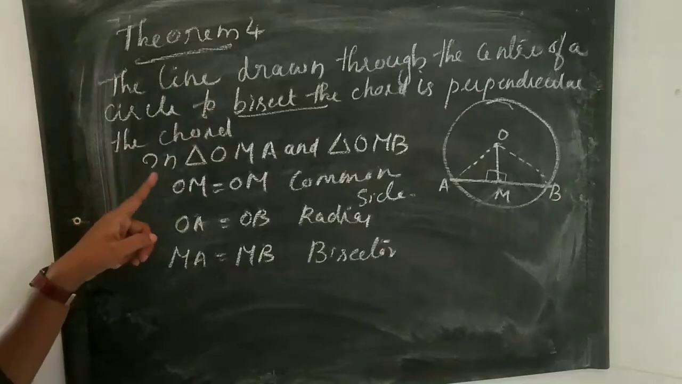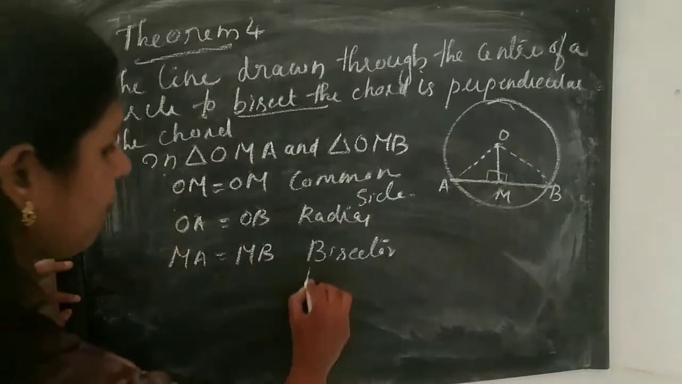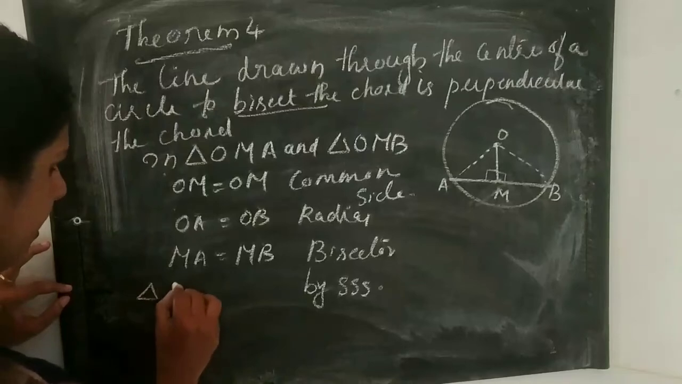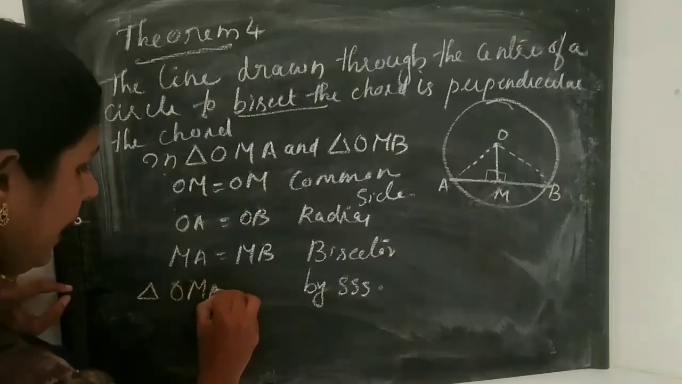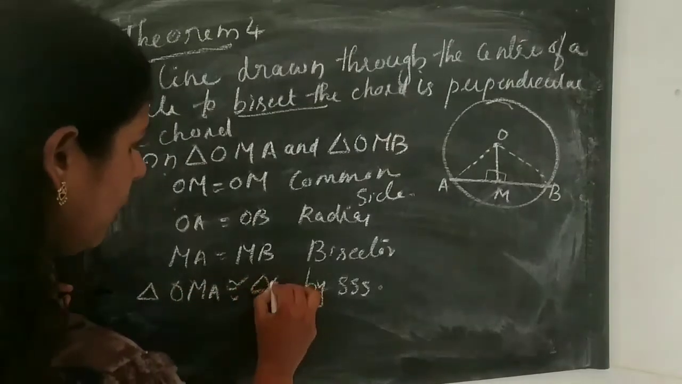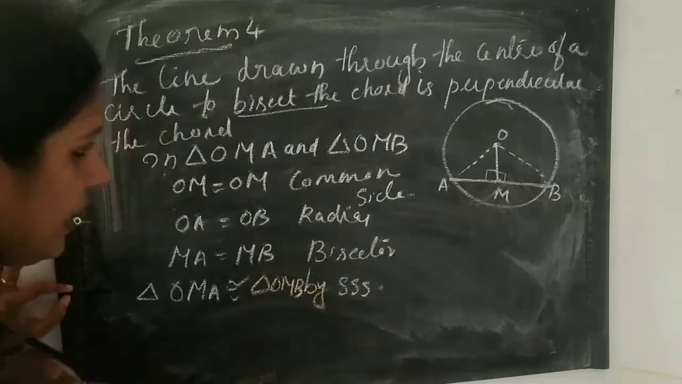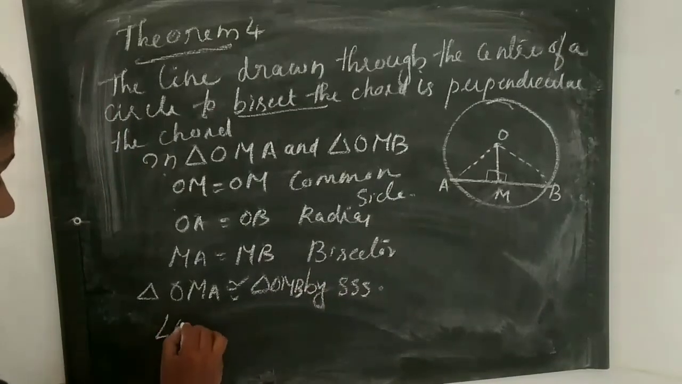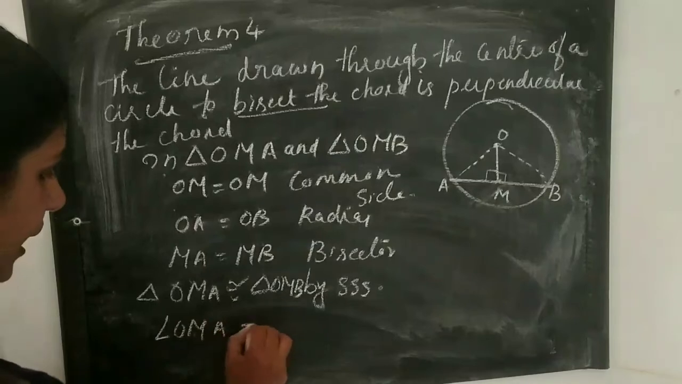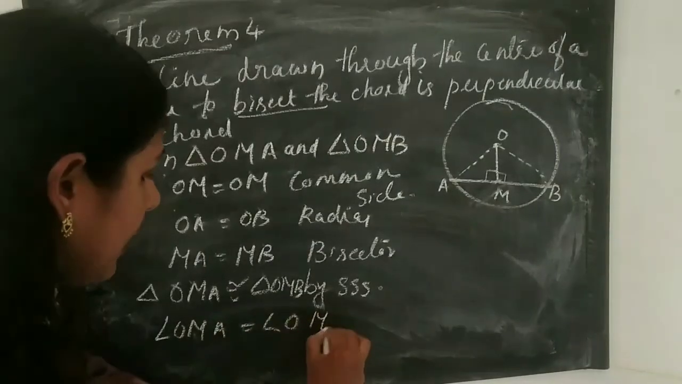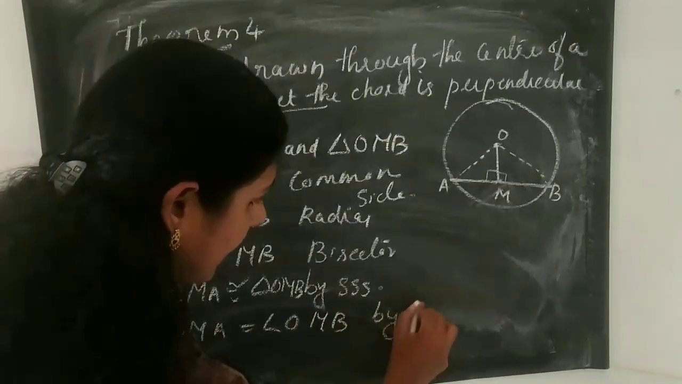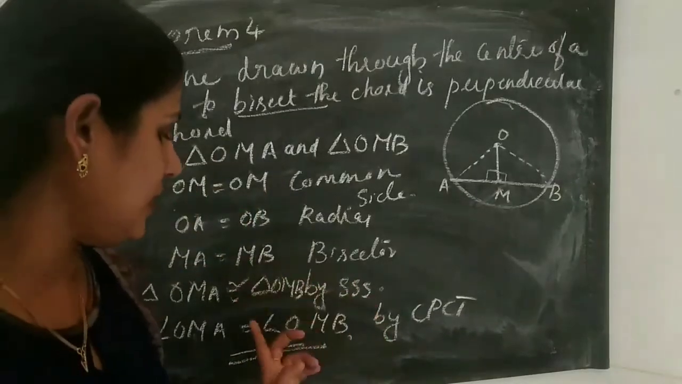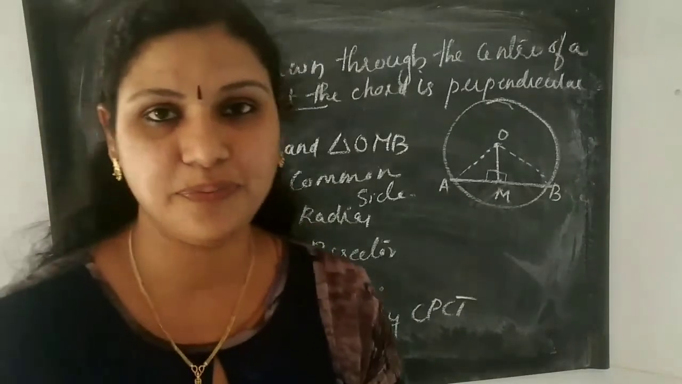By SSS congruence criteria, triangle OMA is congruent to triangle OMB. By CPCT we can write angle OMA equal to angle OMB. So these two triangles are congruent.